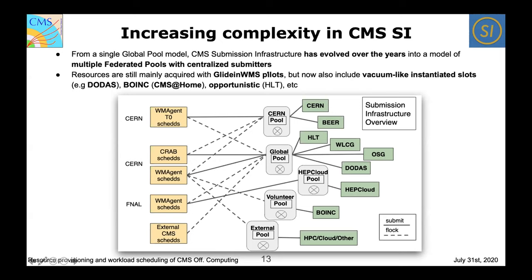Most of the resources are still acquired by submission of GlideWMS pilots, but now we have also vacuum model instantiated slots, for example, with this DODAS project, which are directly joining the pool. We also have Boeing resources, these opportunistic, which are kind of VMs, the HLT VMs connecting directly to a pool, etc. And of course, the several components of HPCs.